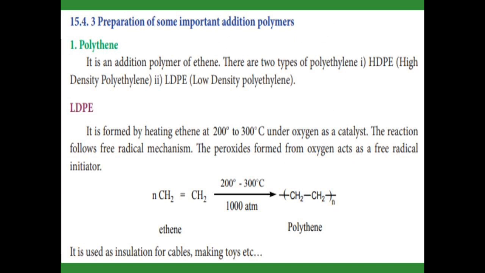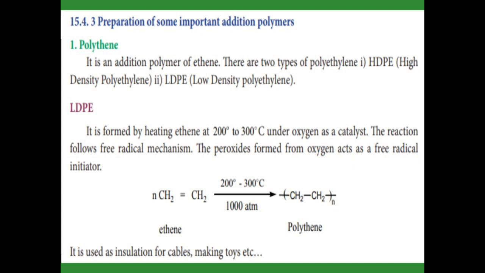When ethene undergoes polymerization, it gives polythene. So polythene is an addition polymer of ethene. We can also call polythene polyethylene, because the common name of ethene is ethylene. Ethylene undergoes polymerization to give polyethylene. Polythene and polyethylene are both the same. Now there are two types of polyethylene: LDPE, low density polyethylene, and HDPE, high density polyethylene.